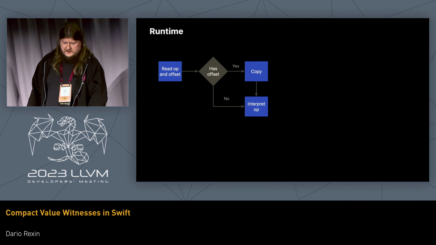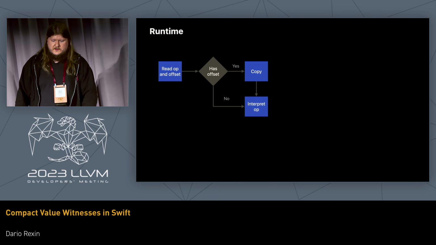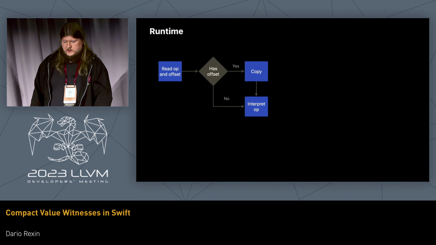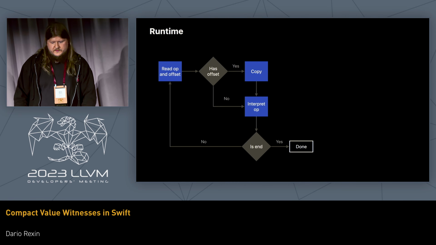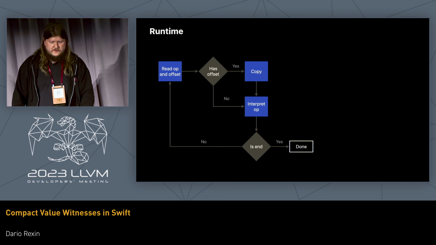Next, or if there was no offset, the offset was 0, we interpret the opcode. For each type of witness, there is a separate dispatch table that contains pointers to the respective functions for each opcode. For example, if we're executing the destroy witness, the entry for a native strong Swift reference would point to a function that calls Swift release at the current offset. If the opcode is 0, we are done. Otherwise, we continue with the next one. Most of the opcode functions are very simple. For references, it's just copying and incrementing or decrementing reference counts.